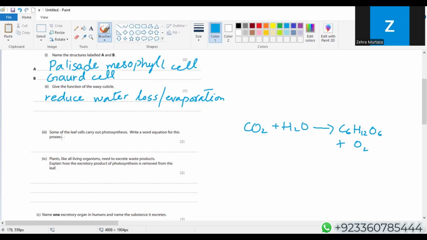Now here in this question, they mentioned write a word equation for this process. So we need to write the word equation, not the formula, not the symbol equation. Okay. So here we are going to write the word equation, that is carbon dioxide plus water, and then we'll make an arrow, and we have glucose plus oxygen. Okay, so this is the word equation for the process of photosynthesis.